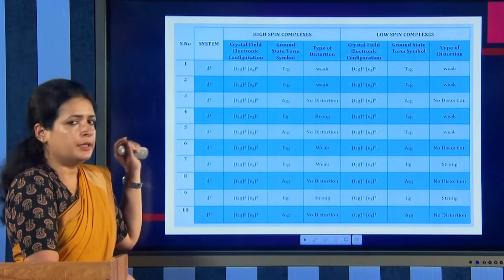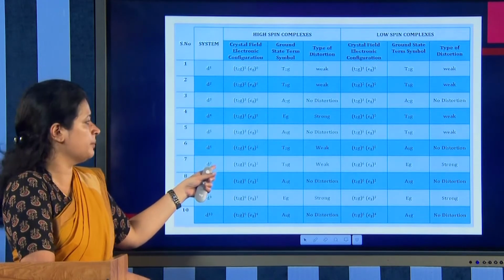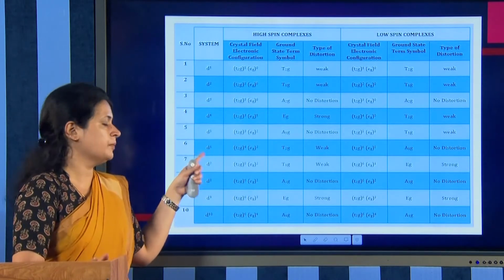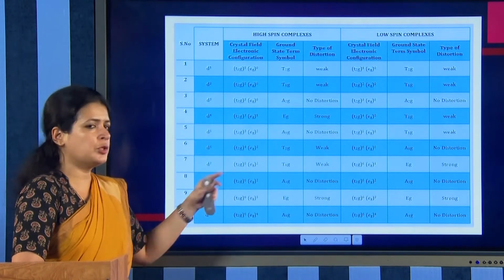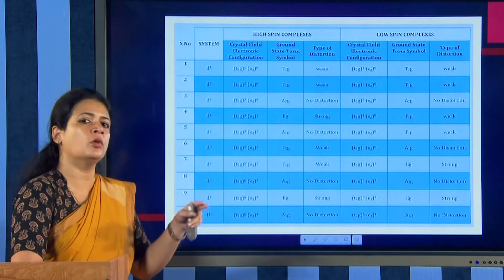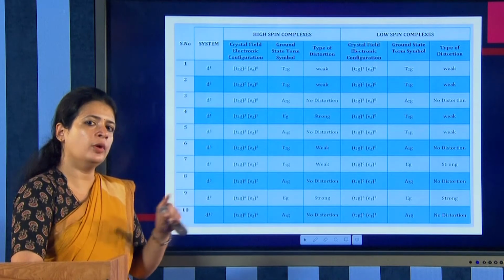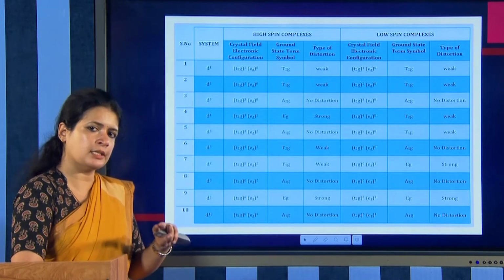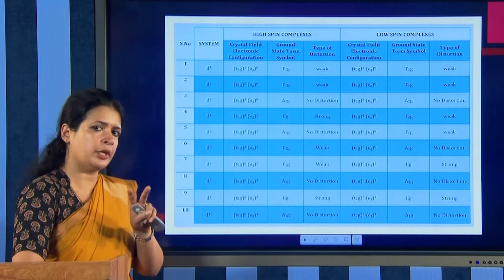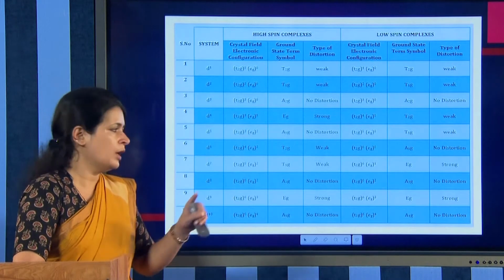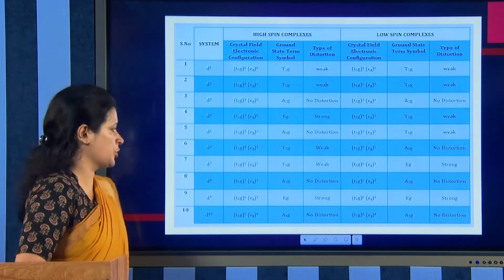And when it is d7 high spin, the situation is similar, because after the 5th electron, the 6th will be moving to the t2g, and the 7th will also be in the t2g. That 7th electron can go to either dxz or dyz, if dxy is already occupied by 2 electrons. So, there is an option for that electron, that is why there is a weak distortion.